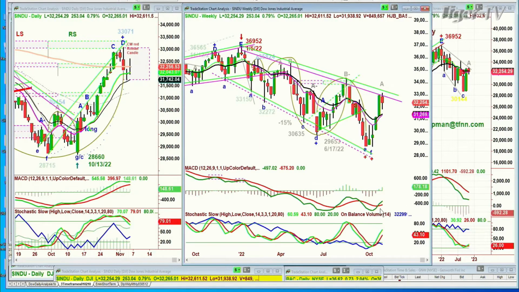Why? Because the MACD should get even stronger. The stochastic, which is only at 43%, that's not very good. And the on-balance volume still needs a lot of work. But that 9 period, for the first time in a while, will cross positive. And if it can hold positive, that's going to be a really strong support level.